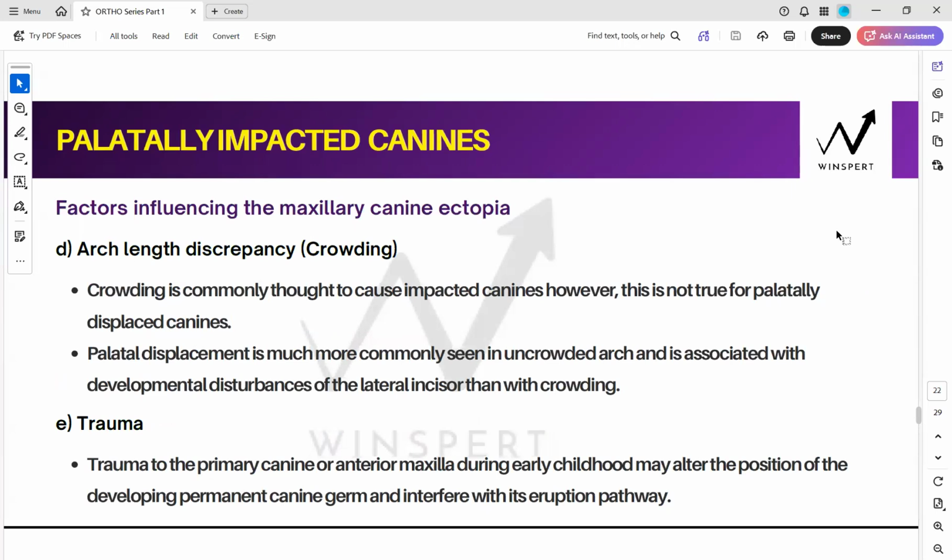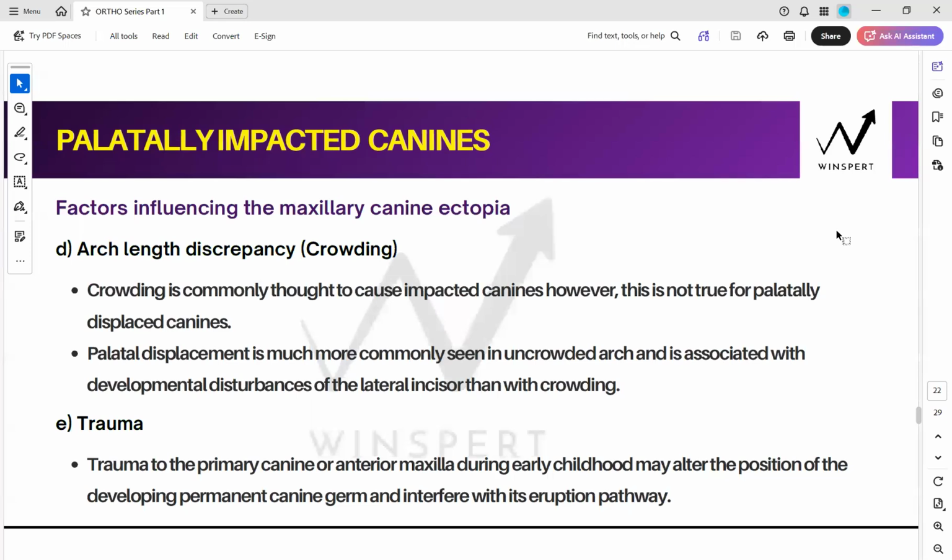Is that clear for everyone? When there is a space discrepancy, it doesn't cause it, it is linked with it. It is a condition commonly associated with impacted canines, but does not cause it. It is not an etiology, it's an association. So your arch length discrepancy will not give you palatal displacement, it will give you buccal displacement. Is that clear for everyone? Crowding will not give you palatal impaction, it will give you buccal eruption, right?